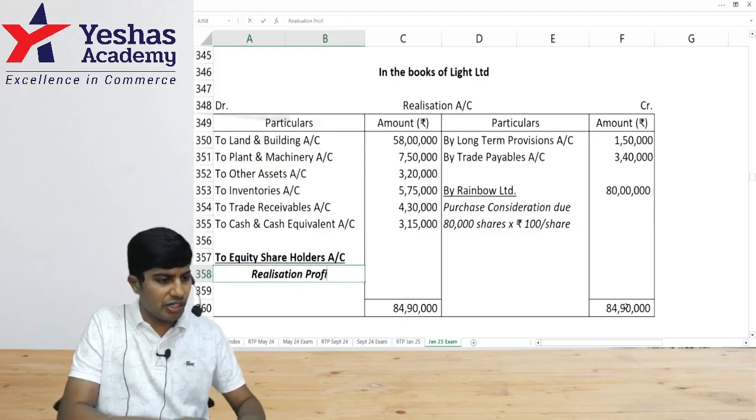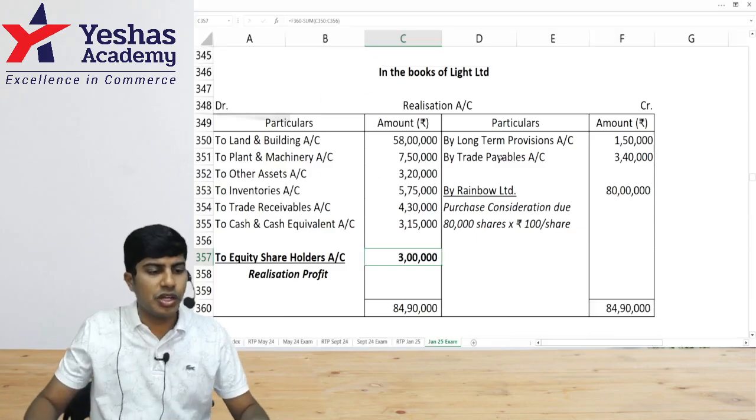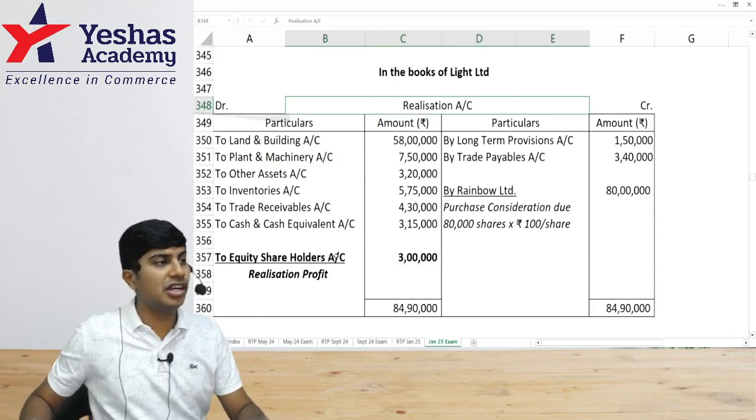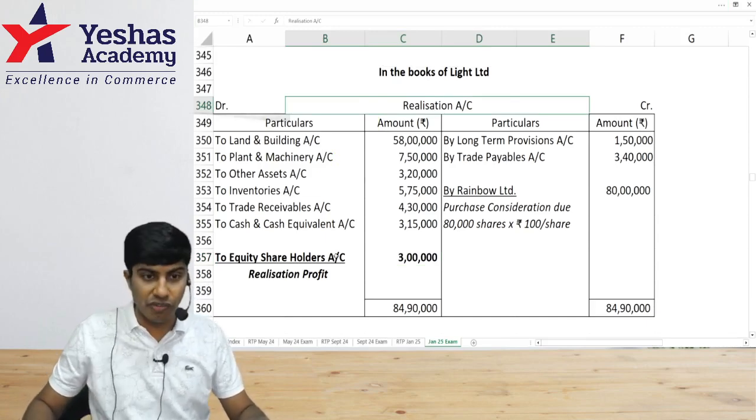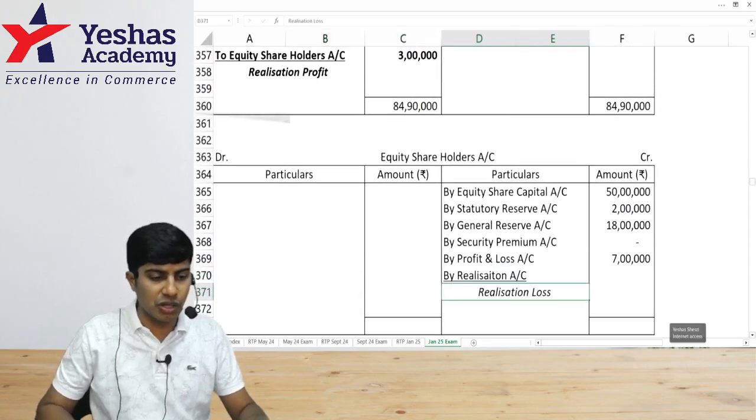If it was on the other side, it would have been loss. How much is the profit? 3 lakh. So in realization account, you will write it as to equity shareholder. I had told you the journal entry, realization account debit to equity shareholder. In equity shareholder account, you will write by realization account.